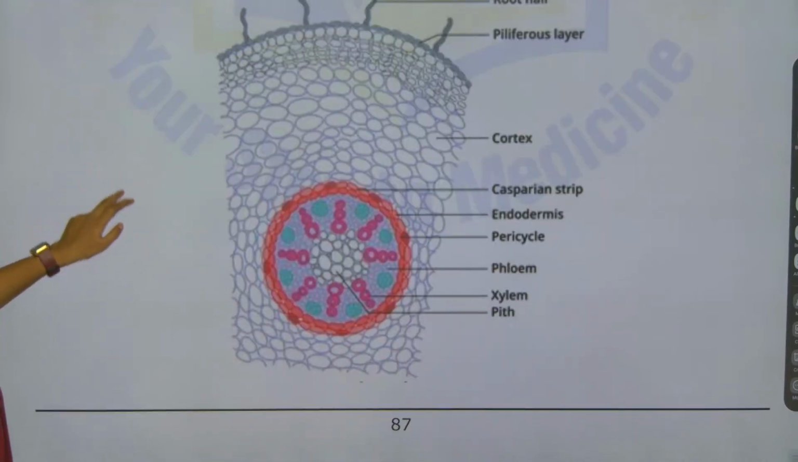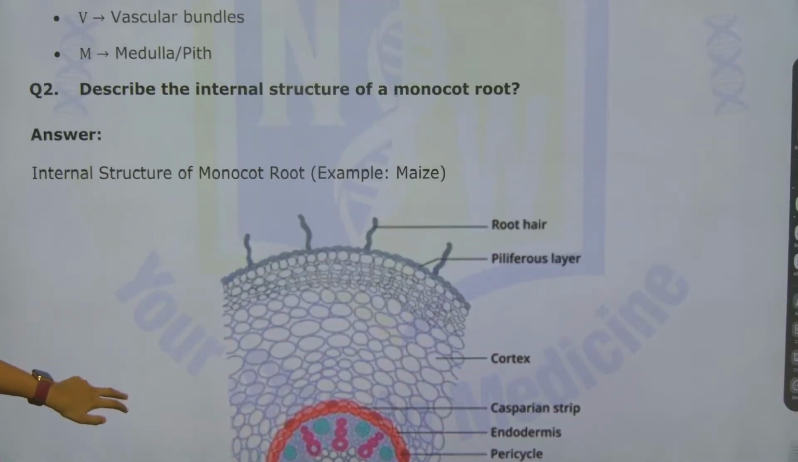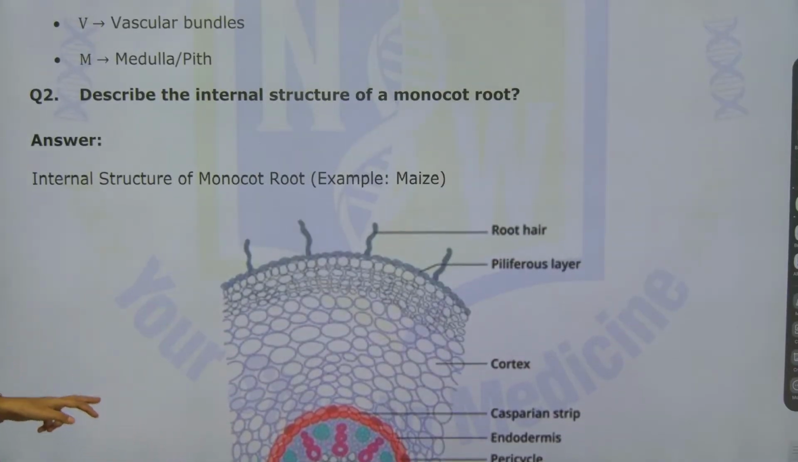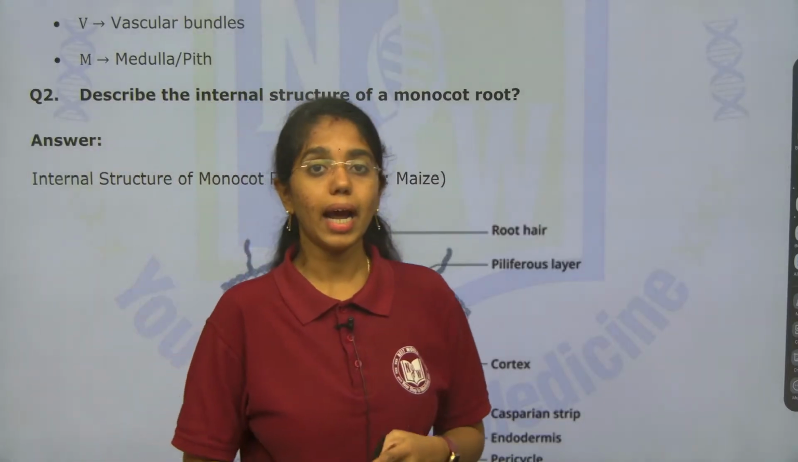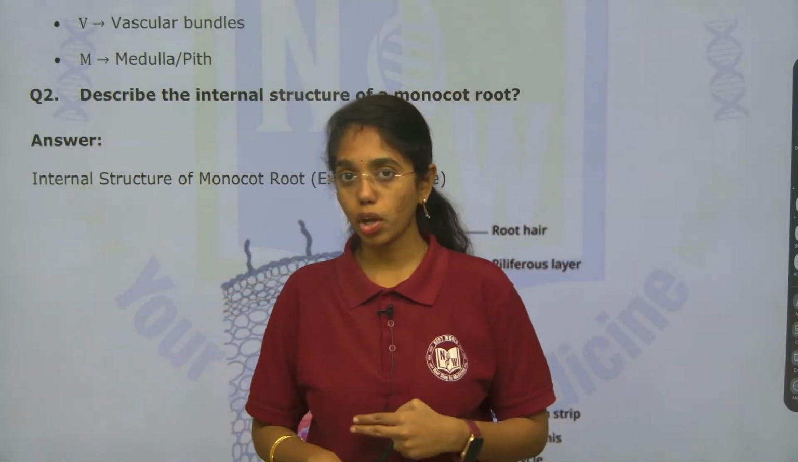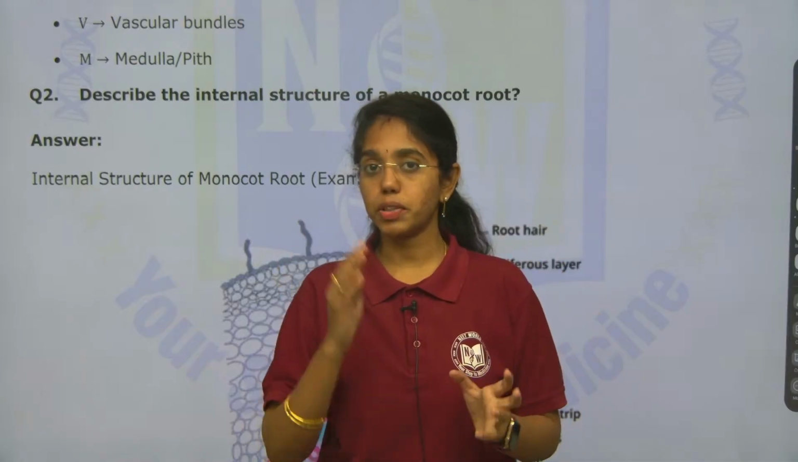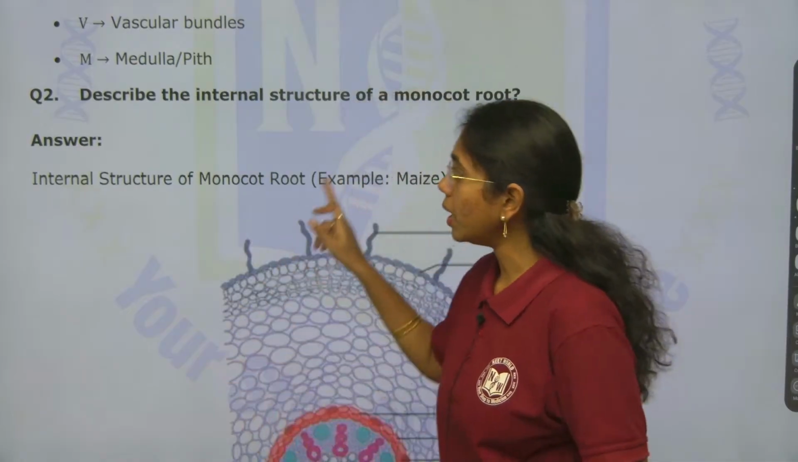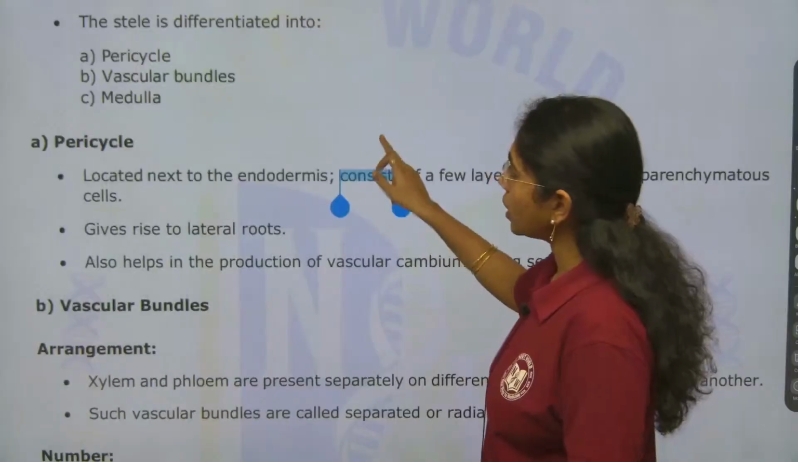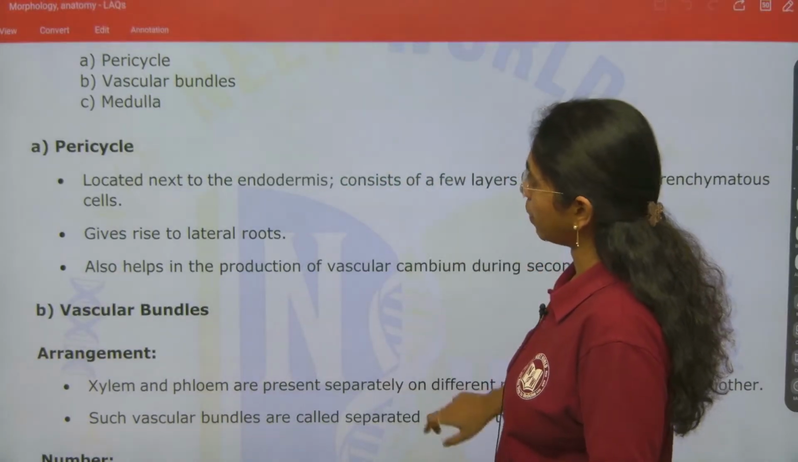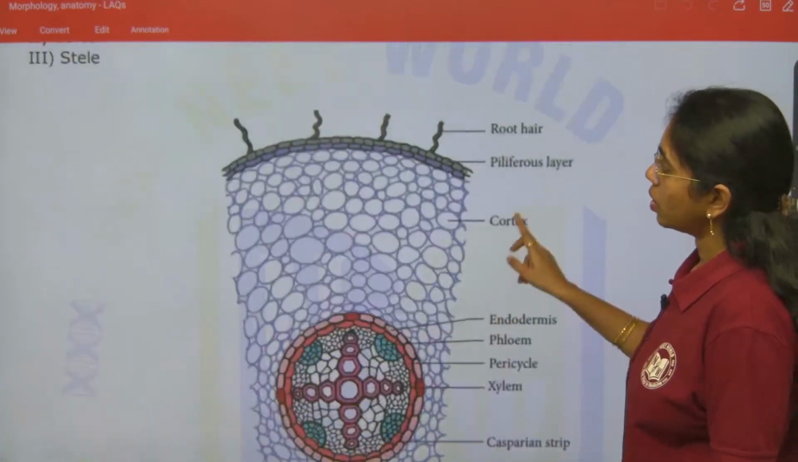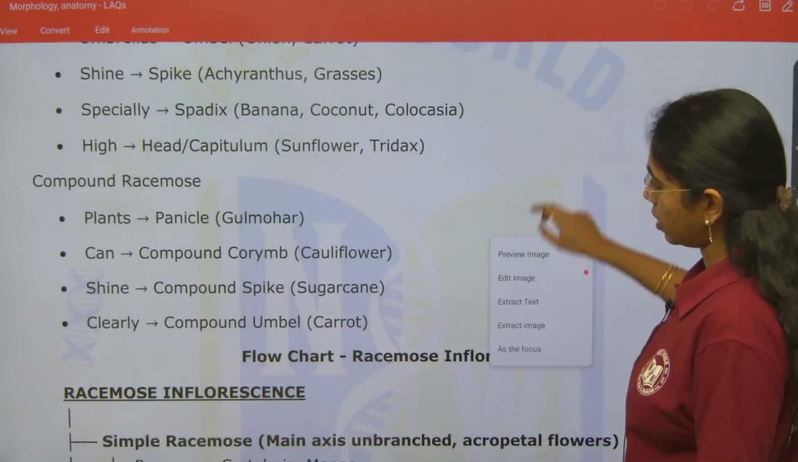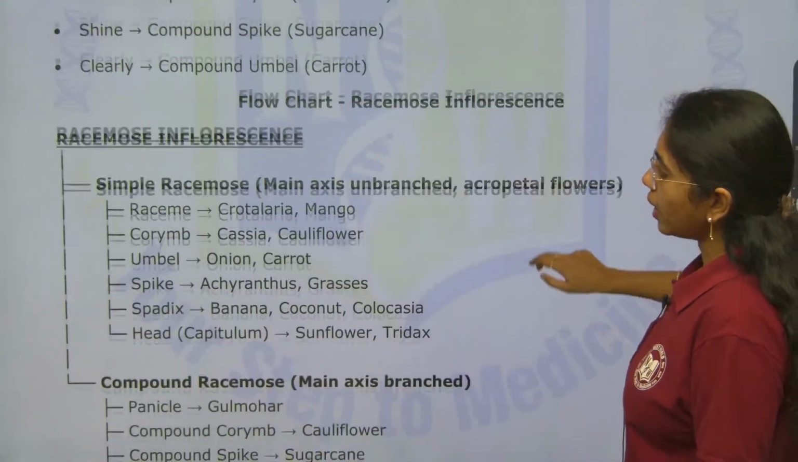Monocot root, in the next class we will describe it in a clear way, but till here it is clear, right? Today we have exercised two questions. One is dicot root and the second is racemose type of inflorescence with simple raceme, specialized raceme and compound raceme. If you just remember this flow chart, it is enough. Okay, this flow chart will be enough.